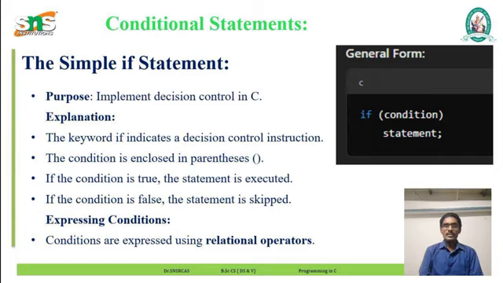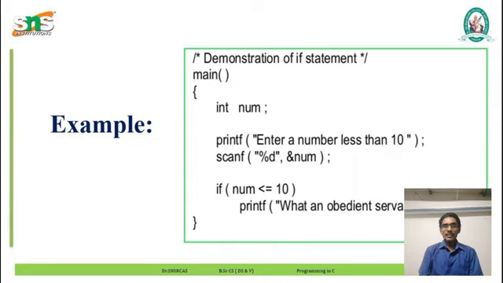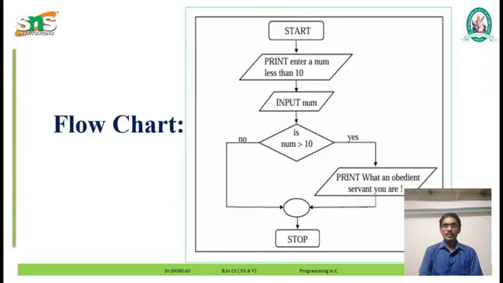The next one is an example for simple if. Here, from the simple program, within the if statement, the variable num less than or equal to 10 is compared. It means the condition is used to check whether the value of num is less than or equal to 10 or not. The flowchart for the simple if is given for your reference.